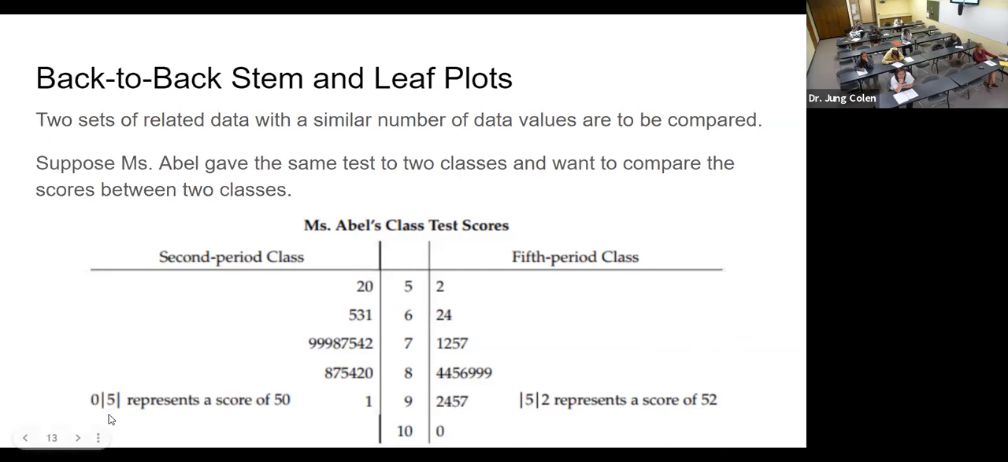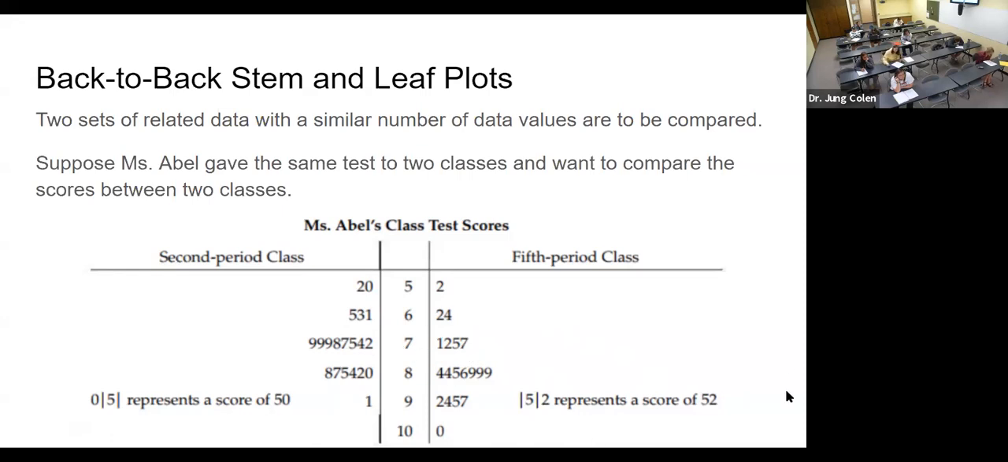Okay, and we also put the key here. So 0, 5 represents 50, because on this side of the stem-and-leaf plot, the right hand side is the stem and the left hand side is the leaves. So we can interpret this 2 as 72. Right hand side is the tens digit, left hand side is the ones digit. But on this side, we know that this is the stem and that is the leaf. So it's 52, 62, 64, 71, 72, 75, 77, etc.